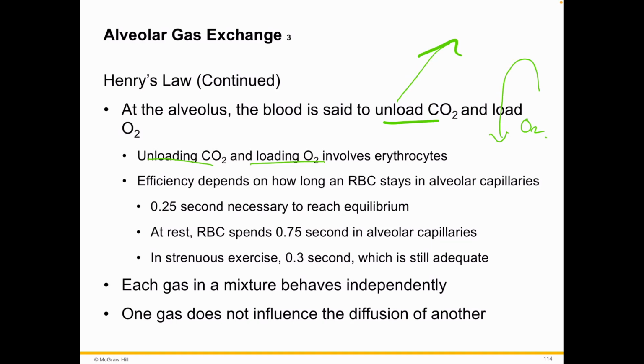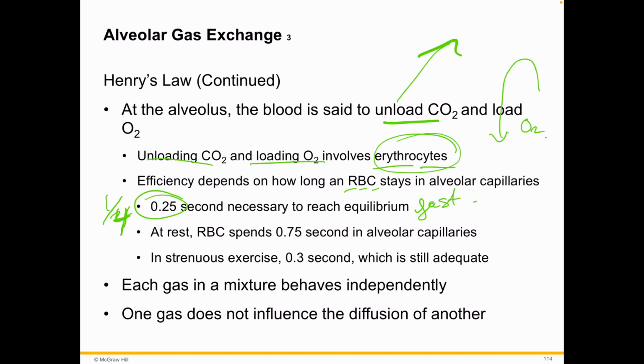And so now we're involving the erythrocytes. Erythra meaning red, and cytes meaning cells. So these are the red blood cells, the RBCs, right? Generally, it's kind of quick. This is pretty fast, and it also depends on how fast the blood is moving. It only takes about a quarter of a second to reach equilibrium, right? So this is a relatively fast process.